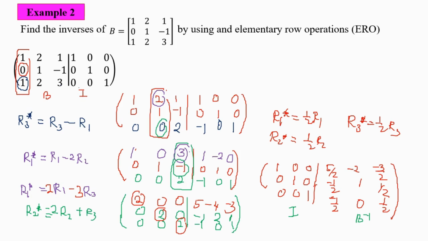So you just state it out. Therefore, your B inverse is, you must rewrite your answers: 5 over 2, minus 2, negative 3 over 2; minus 1 over 2, 1, 1 over 2; minus 1 over 2, 0, and 1 over 2. So this is how we use the ERO process to find the inverse.